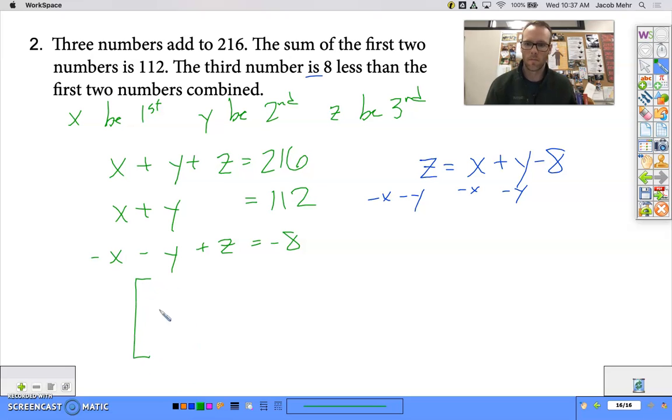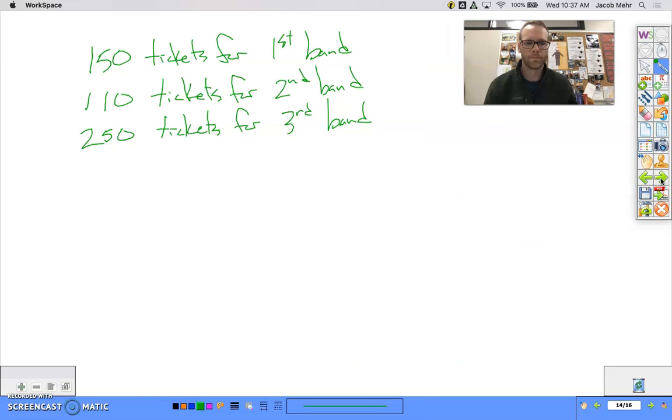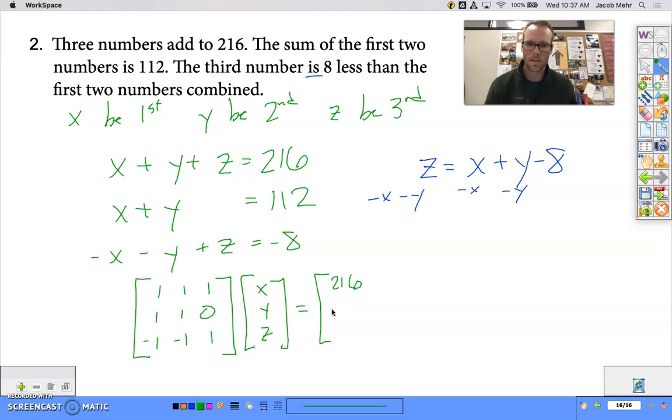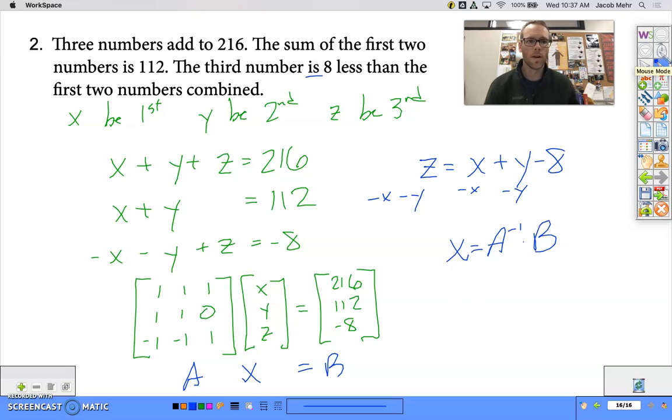Matrix times. Here we go. We've got 1, 1, 1 across the top. 1, 1, don't forget your 0. Negative 1, negative 1, 1 times x, y, z equals 216, 112, negative 8. We've got A times x equals b. We know x equals A inverse times b. So let's grab that calculator.